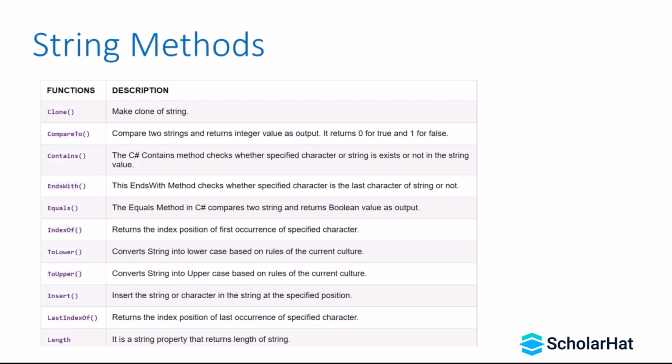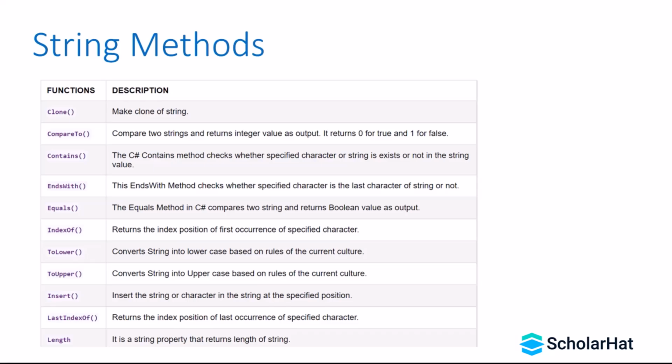So C Sharp supports various methods. Like we have a clone method if you want to make a clone of a string. We have the compare to method if you want to compare two strings, and it returns an integer value as output. It returns 0 if both strings are equal. It returns 1 if both strings are not equal.